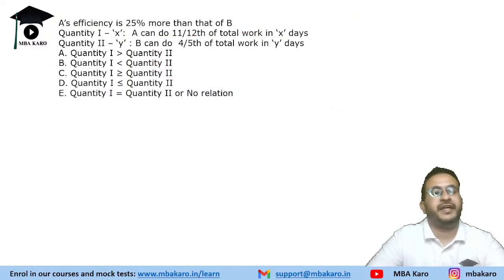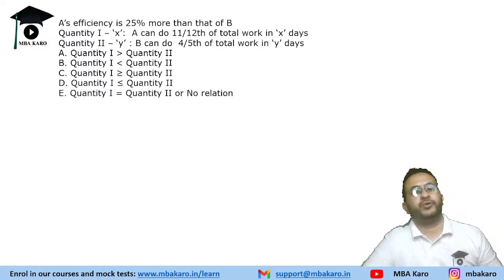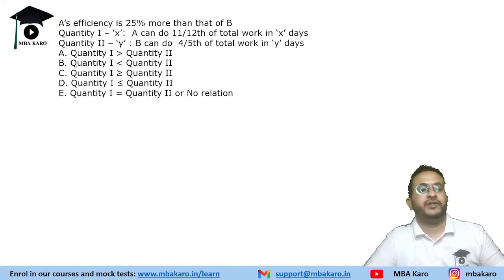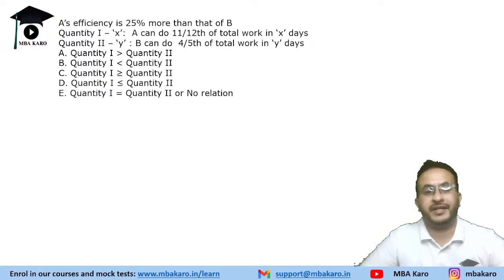Okay, next question. A's efficiency is 25% more than that of B. A can do 11 by 12th of the total work in X days, and B can do 4/5 of the total work in Y days. We need to find the values of X and Y and compare them.